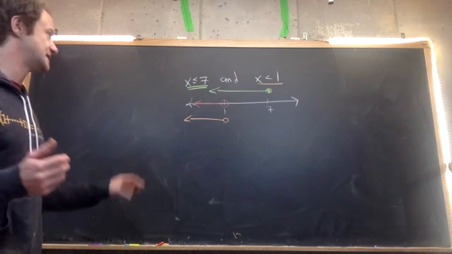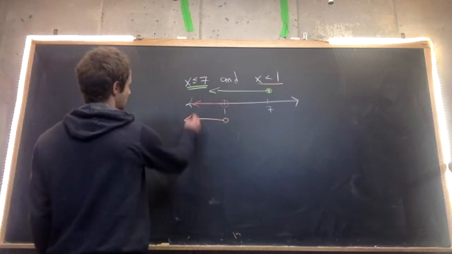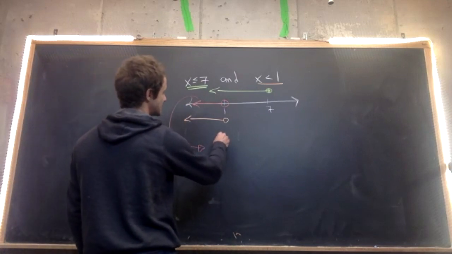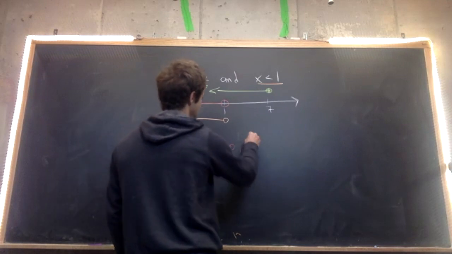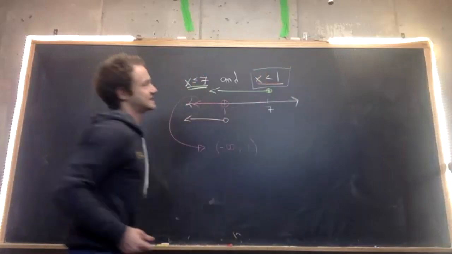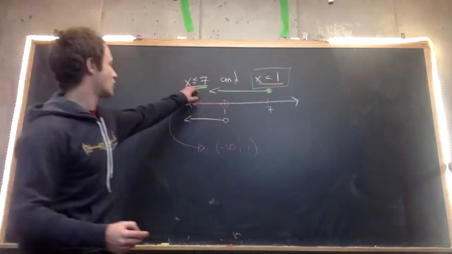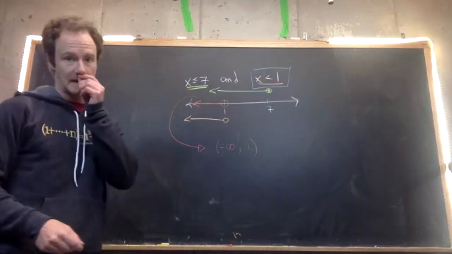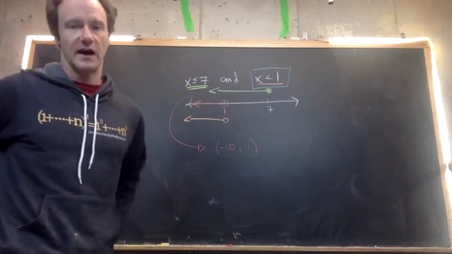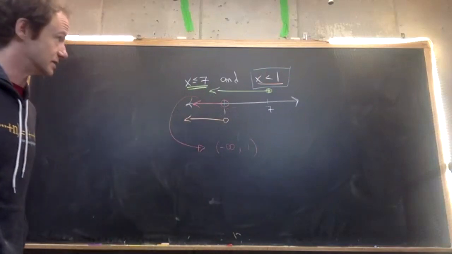Because 1 is less than 7. So anyway, putting this all together, that gives us a solution in the end of just all points from negative infinity to 1. Because this thing that I boxed in blue is more restrictive than this thing that's underlined in green, we can almost just forget about the one underlined in green and only keep the one boxed in blue.